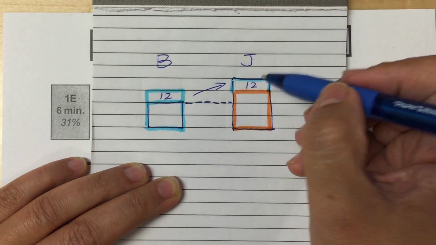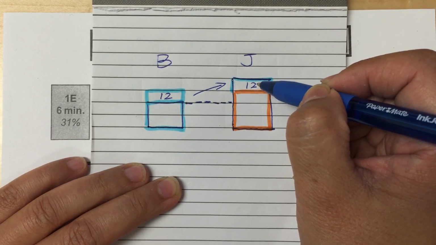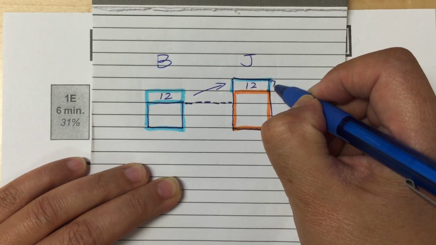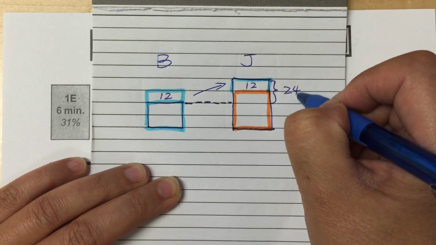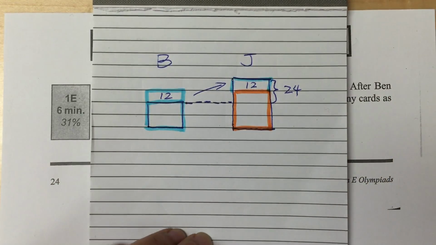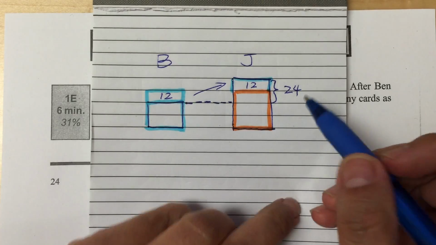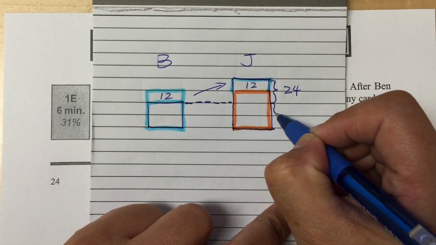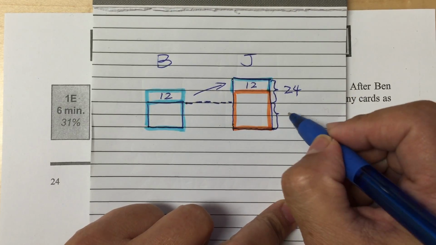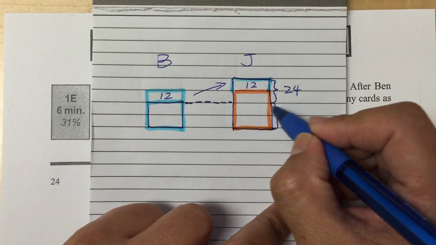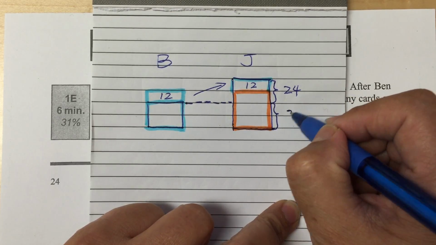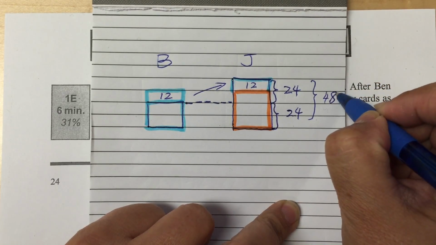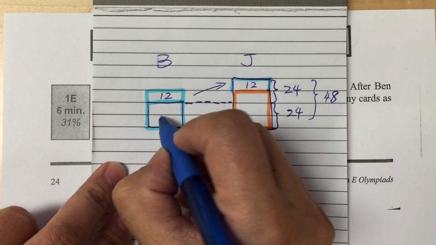Okay, they started the same. Jerry has 12 more cards from Ben, and then Ben is short of 12 cards. So Jerry has 24 cards more than Ben at the end of the gift giving. And we also know that at this point, Jerry has twice as many cards as Ben. So it looks like half of this stack is 24, then the other half is 24. So Jerry has 48 cards in the end, and Ben has 24 cards.